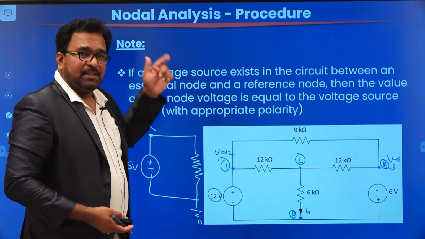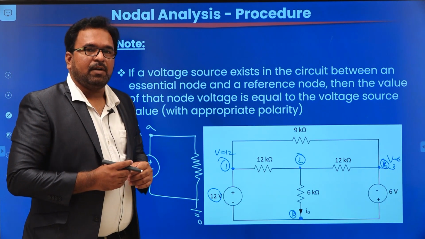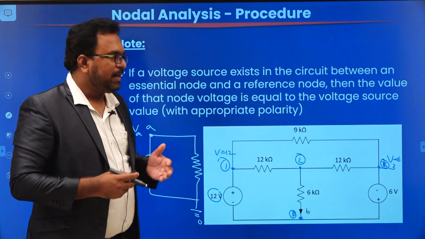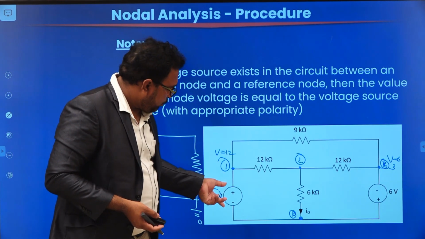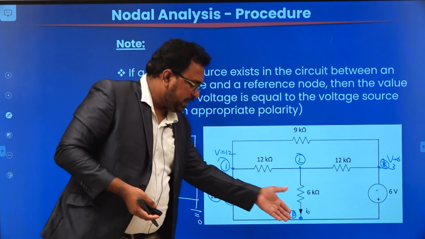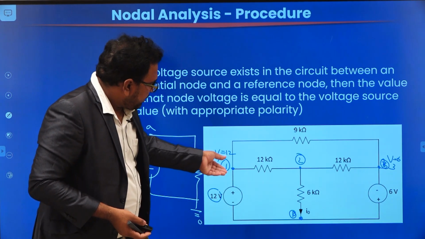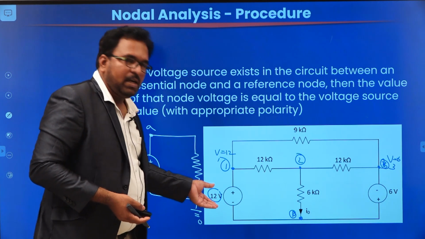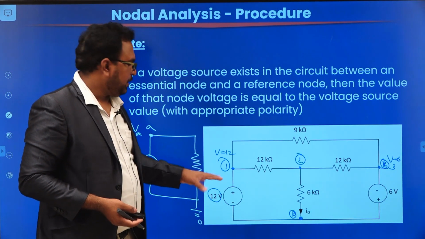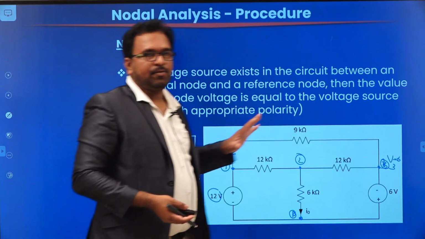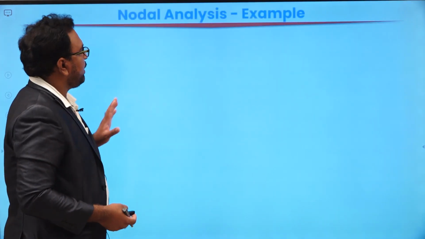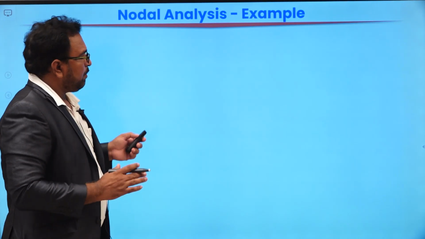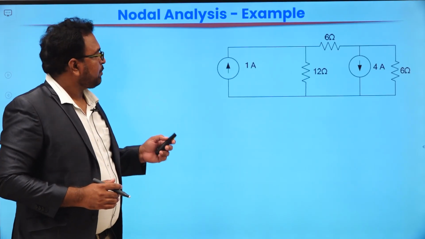So in mesh analysis, when there is a current source involved, it is advantageous for us. We can directly assign the mesh current to the current source value. Similarly here, when there is a voltage source connected between an essential node and a reference node, that essential node voltage is directly equal to the voltage source value. There is no need to apply KCL at those nodes. These things you have to keep in mind. Let us do one simple example. With this we will finish the class.